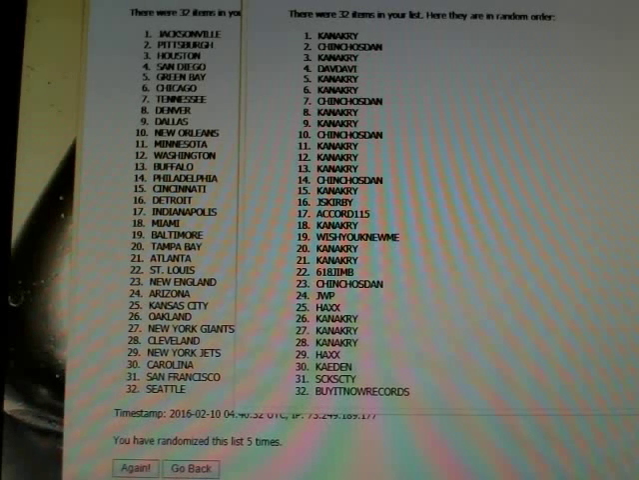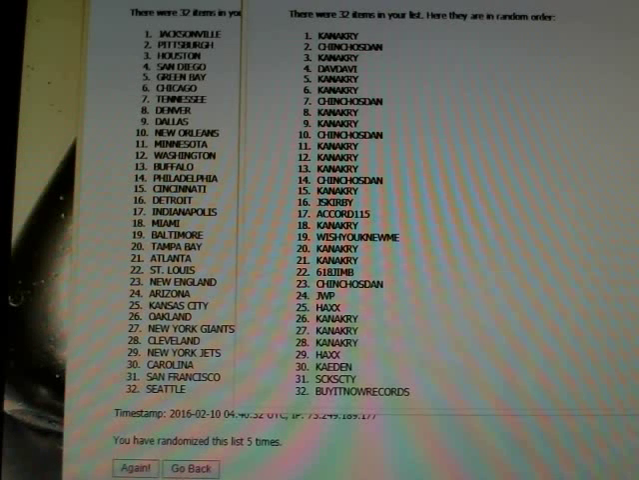So find your team, find your screen name and your teams, and we'll keep it up for a minute so you guys can see. It's Canakri at one with Jacksonville. Chinchillo Sedan at two with Pittsburgh. Canakri at three with Houston. Dave Davy at four with San Diego. Canakri at five with Green Bay. Canakri at six with Chicago. Chinchillo Sedan at seven with Tennessee. Canakri at eight with Denver. Canakri at nine with Dallas. Chinchillo Sedan at 10 with New Orleans. Canakri at 11 with Minnesota. Canakri at 12 with Washington.